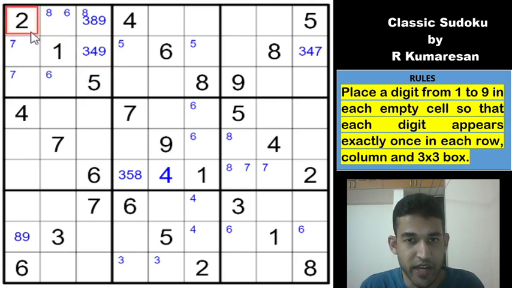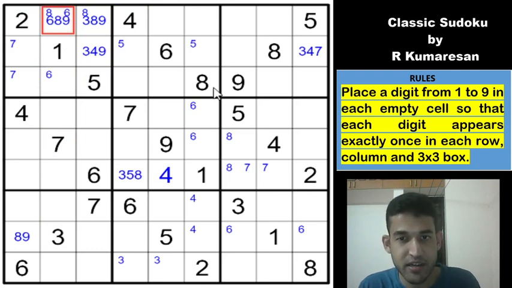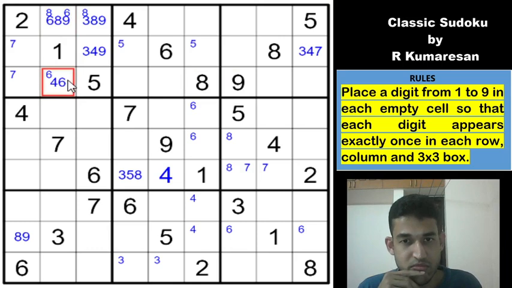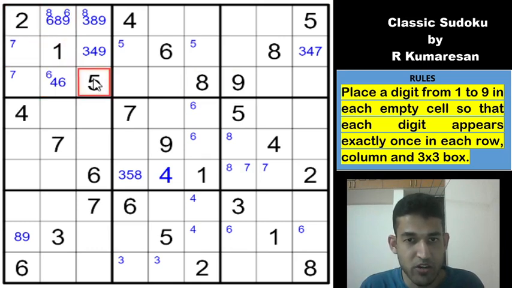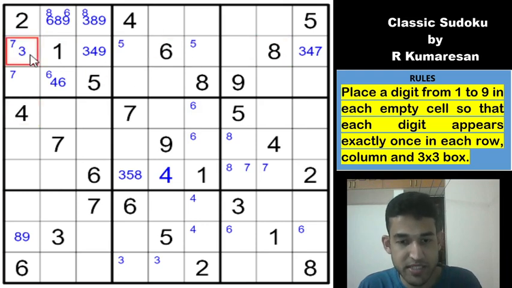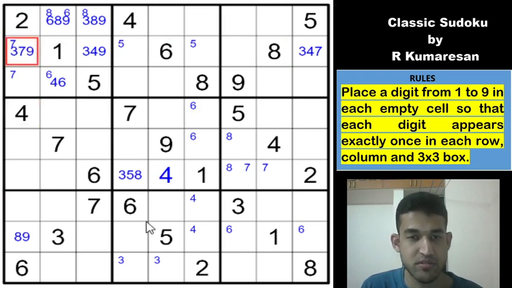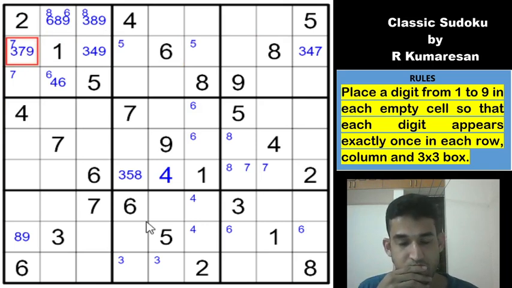And 1, 2, 5, 3 and 7. So these two cells are 4, 6, 8 and 9. A 4 can't be here, so this would be 6, 8, 9. And an 8 and 9 cannot be here, so this would be 4 and 6. And this cell can't be 1, 2, 4, 5, cannot be 6 and 8. So this would be 3, 7, 9.